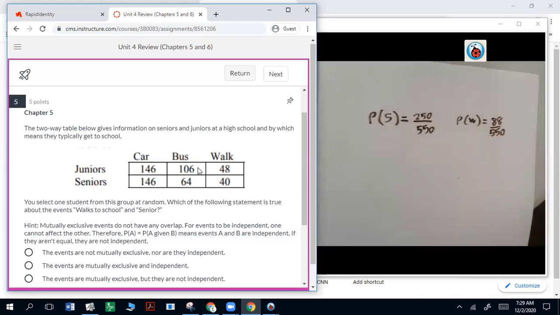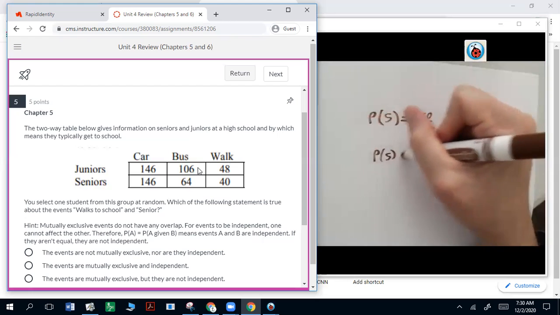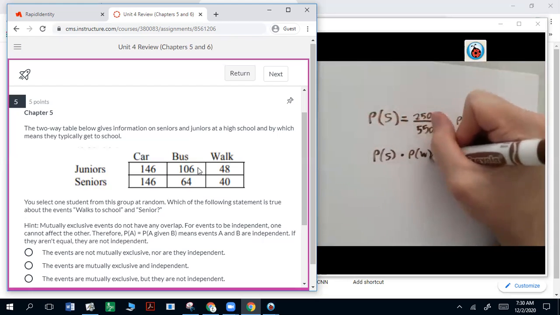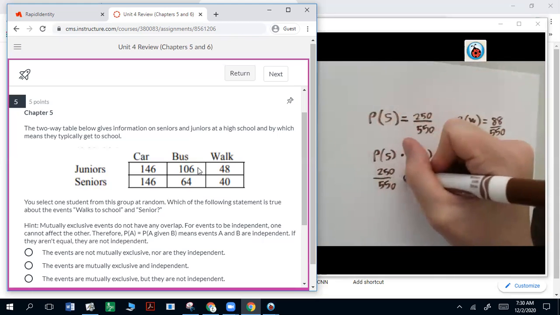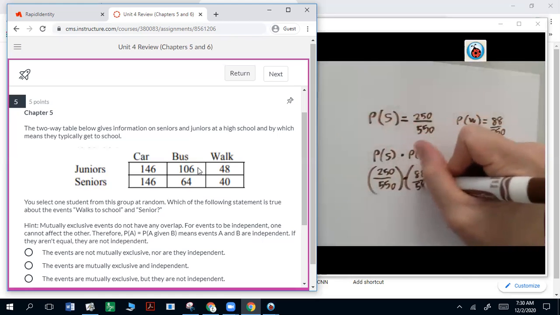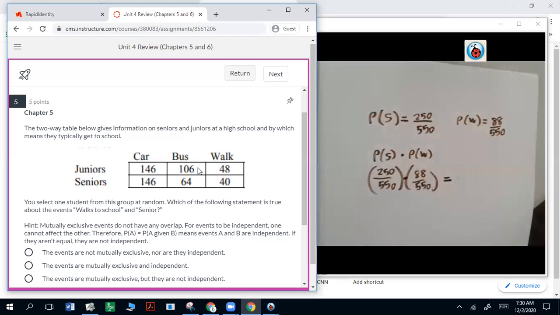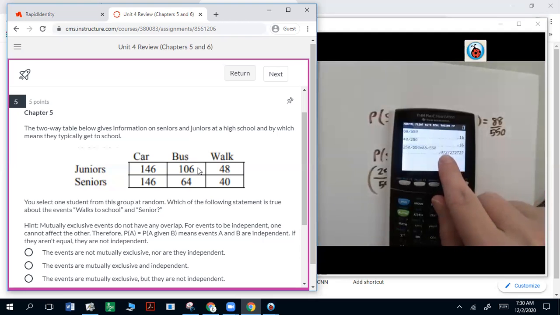Independent probabilities, if they're truly independent, when you multiply them, that's their overlap. So the probability of seniors times the probability of walking is 250 over 550 multiplied by 88 over 550. Let's take a moment to figure that out. So you can see it's about 0.0727272727 forever.